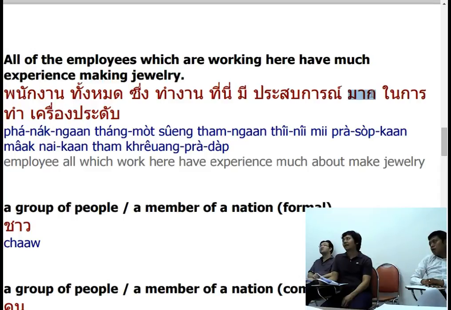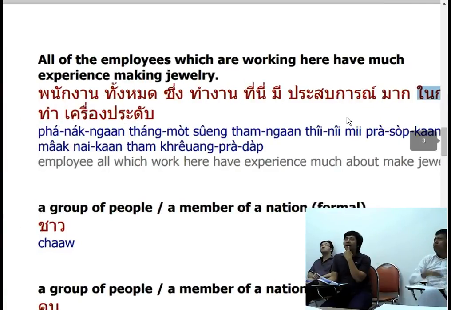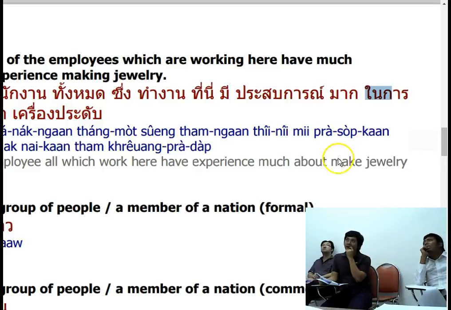A lot. Lot. A lot of. Much. Much. Very good. Okay. About. About. What about? Actually, we literally use about like a Thai word. Okay. Understand? About. Okay, so make.